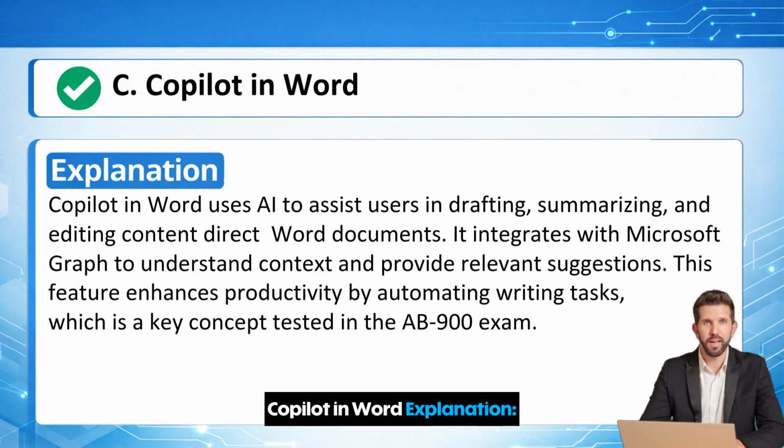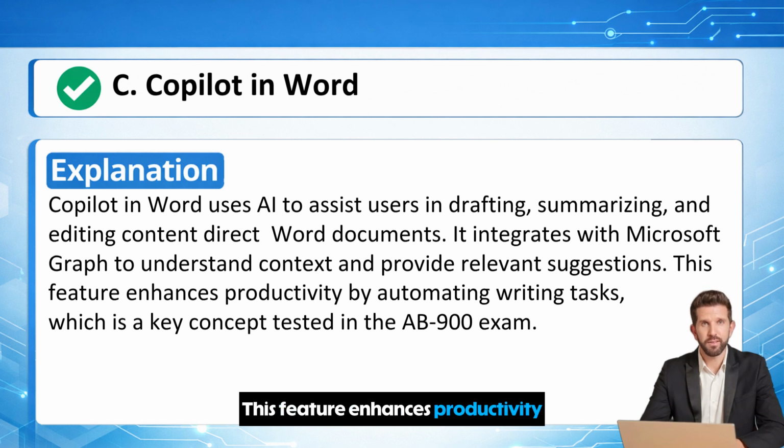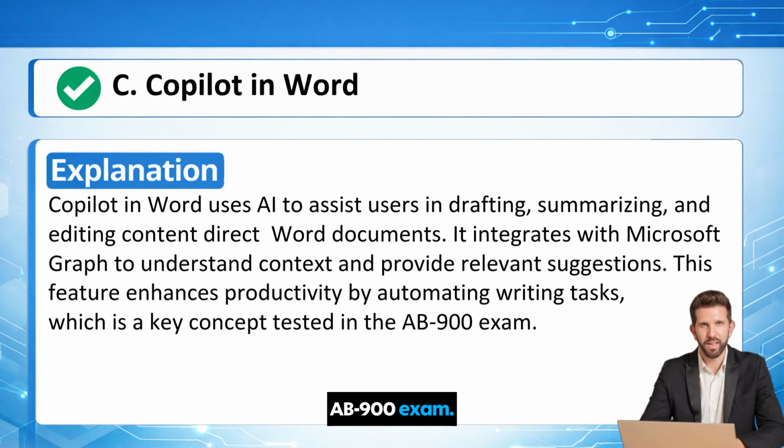Copilot in Word. Explanation. Copilot in Word uses AI to assist users in drafting, summarizing, and editing content directly in Word documents. It integrates with Microsoft Graph to understand context and provide relevant suggestions. This feature enhances productivity by automating writing tasks, which is a key concept tested in the AB-900 exam.